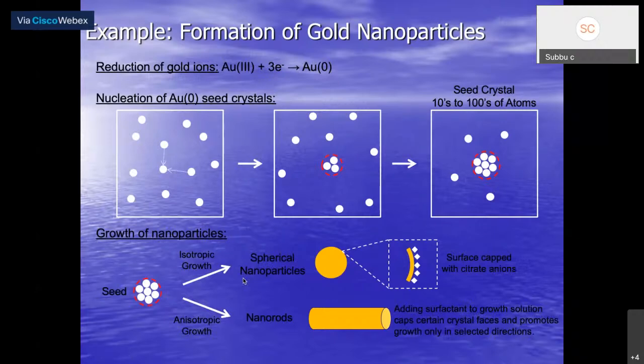But whenever the growth is taking place, all the sites are not growing in the same fashion. You are adding some kind of poisons, some kind of substance which will irreversibly adsorb on some planes, so that the growth will not go in that direction. That's how you basically get some kind of a cylindrical particle, compared to a spherical particle.